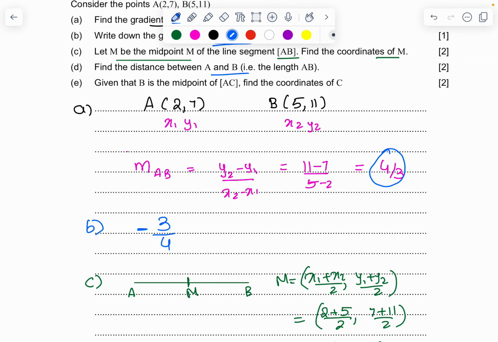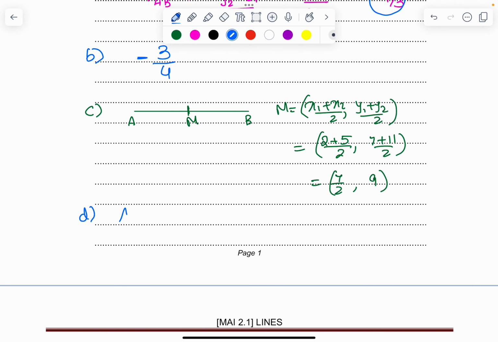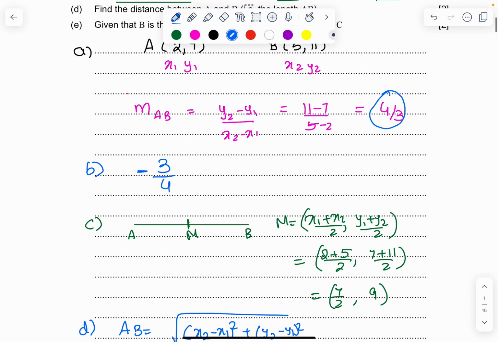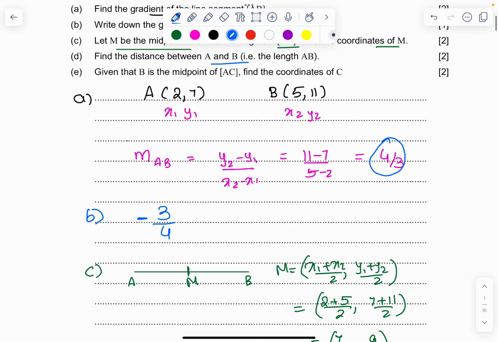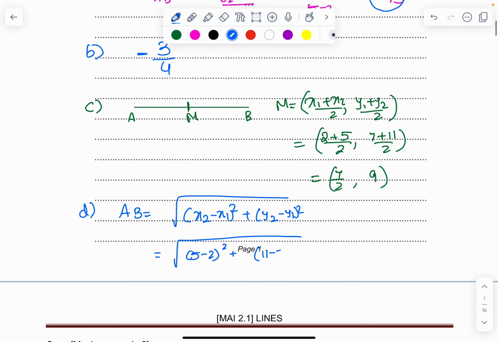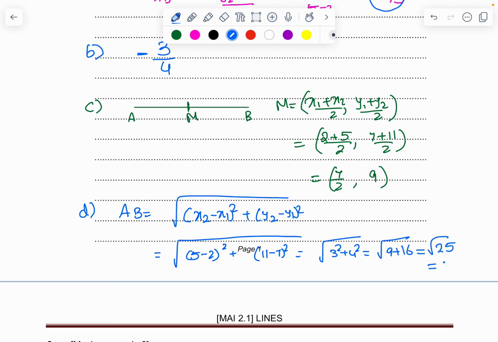Find the distance between A and B. Distance between AB, formula is going to be square root of (x2 minus x1) whole square plus (y2 minus y1) whole square, which is going to be square root of (5 minus 2) whole square plus (11 minus 7) whole square, which is square root of 3 square plus 4 square, which is 9 plus 16, square root of 25, which is going to be 5.